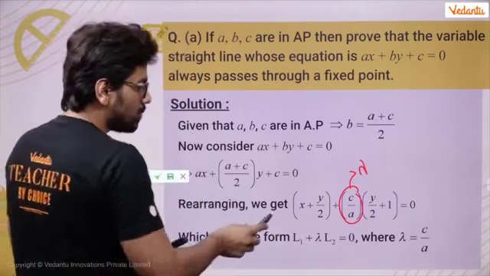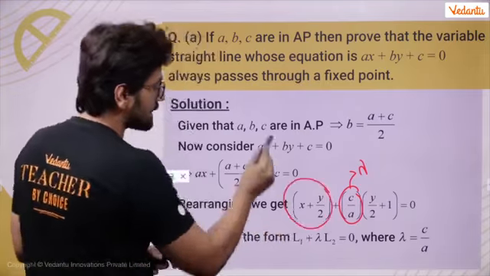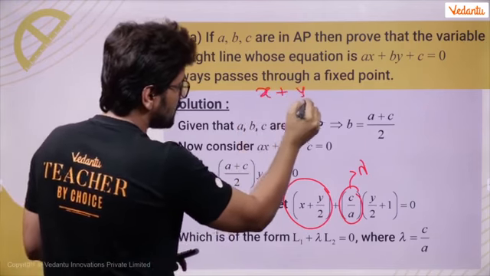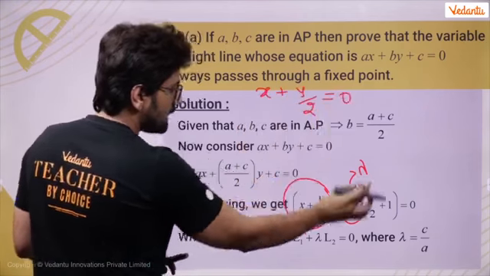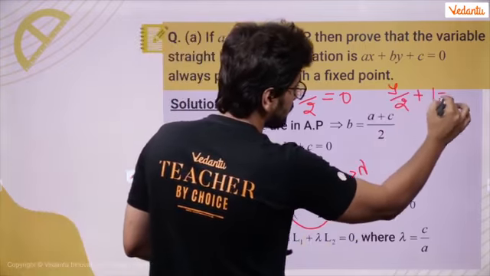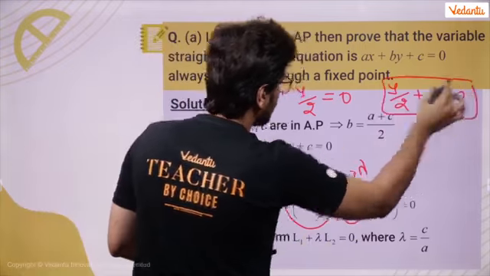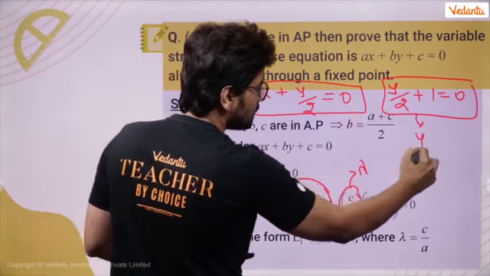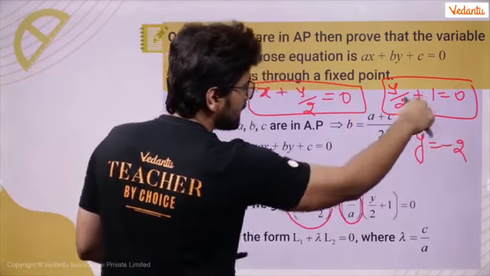That point is the point of intersection of this line x plus y by 2 is equal to 0, and this line which is y by 2 plus 1 equal to 0. So we are going to find the point of intersection of these two lines. From here we can get the value for y as -2, right? Y is equal to -2.